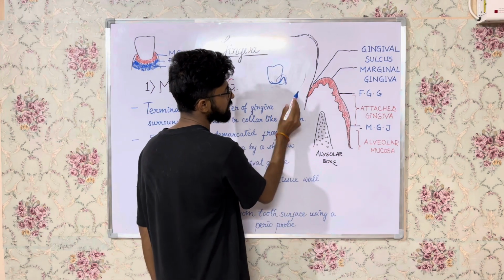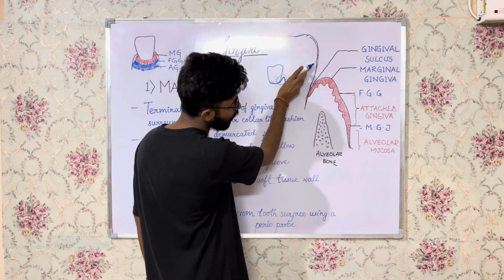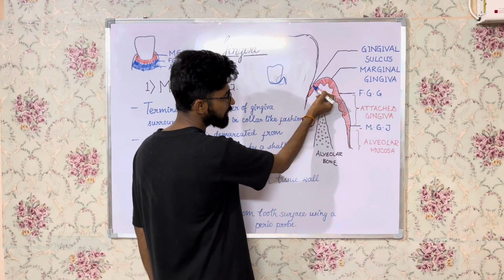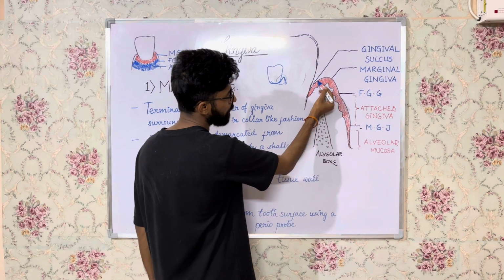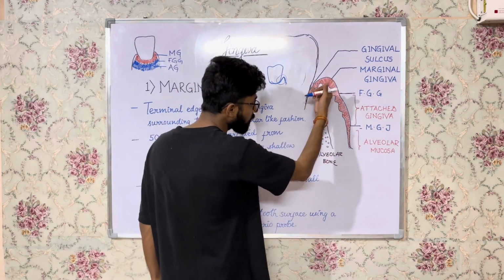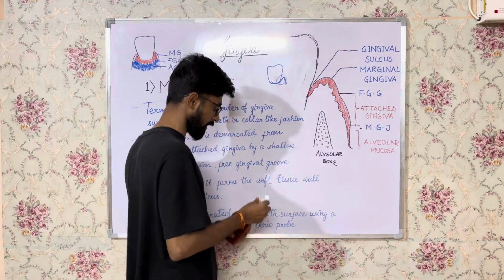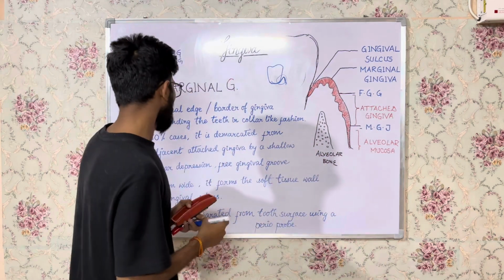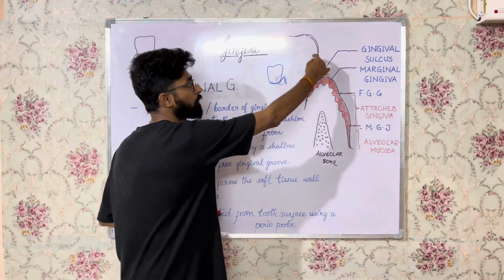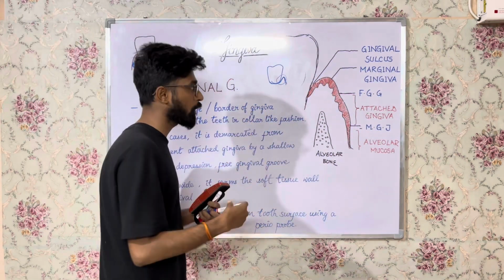Now, the gingival sulcus has two walls. One wall is formed by the tooth and the other wall is formed by the marginal gingiva. This one is the marginal gingiva. So the marginal gingiva forms the soft tissue wall of the gingival sulcus. This marginal gingiva can be separated from the tooth by using a periodontal probe.